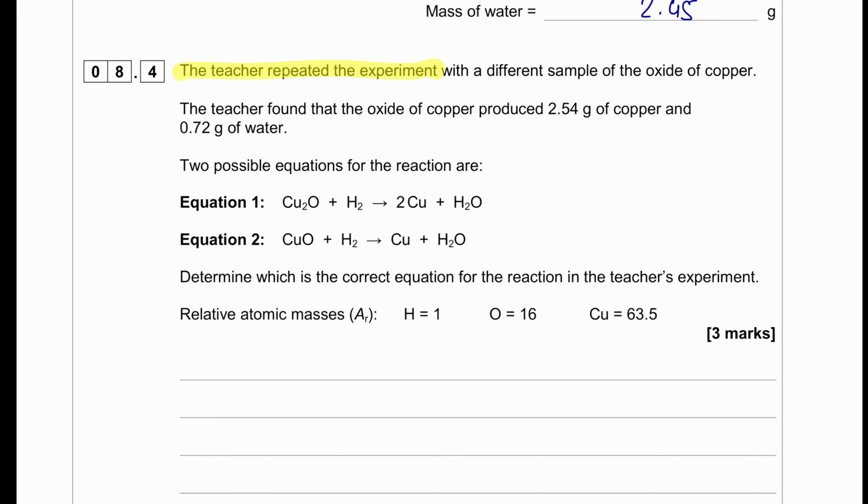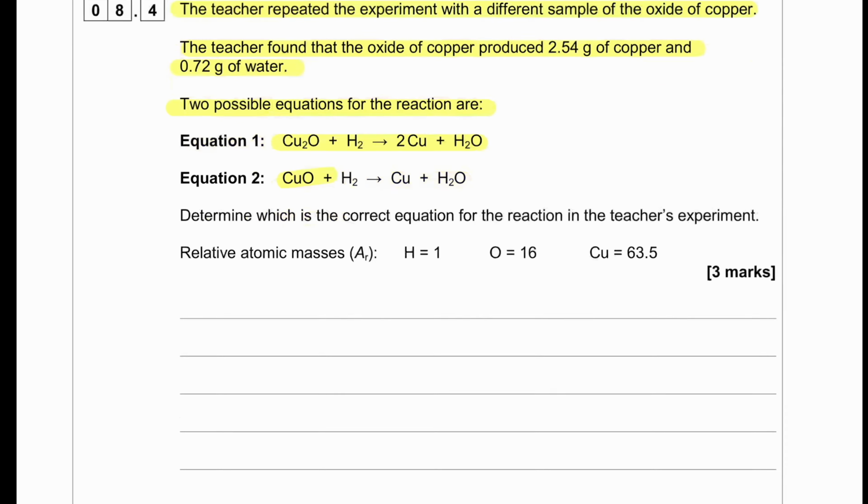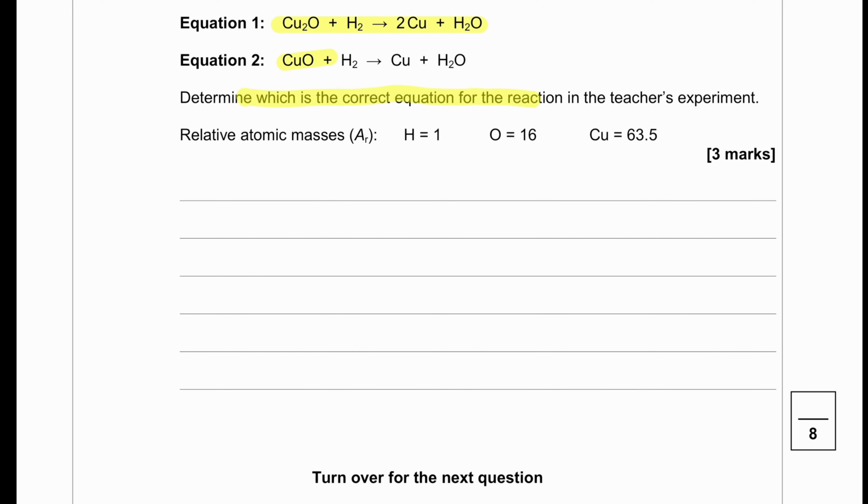The teacher repeated the experiment with a different sample of oxide of copper. The teacher found that the oxide of copper produced 2.54 gram of copper and 0.72 gram of water. Two possible equations for the reactions are Cu2O plus hydrogen and CuO plus hydrogen. Determine which is the correct equation for the reaction in the teacher's experiment.